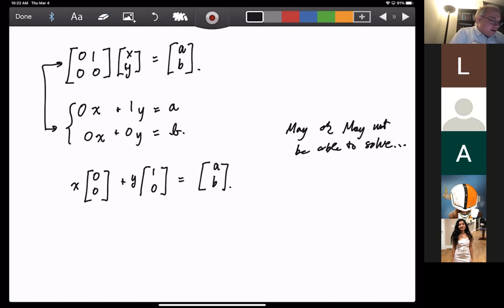So when is it that I'm actually going to be able to solve? Well, the vector on the right-hand side with entries a and b has in fact to be a linear combination of the columns of my coefficient matrix. If that's not true, then I can't solve it.